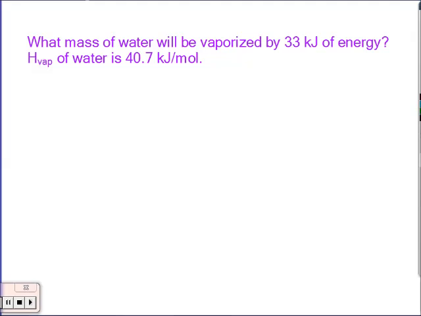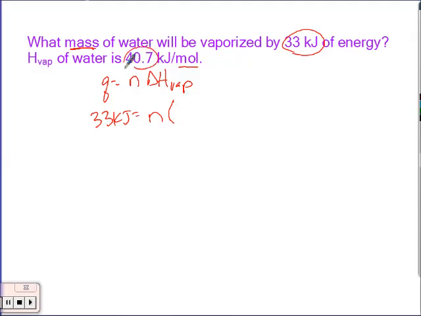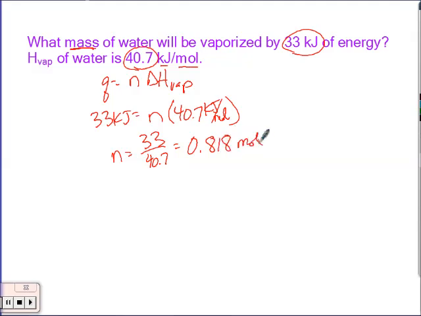Another example: what mass of water will be vaporized by 33 kilojoules of energy? Delta H of vaporization of water is 40.7 kilojoules per mole. Now notice I have moles here and they're asking me about mass. So if I use Q equals n delta H of vaporization, my energy is 33 kilojoules. n is what I'm trying to find. My heat of vaporization is given right here, 40.7. Its units are kilojoules per mole. When I solve for n, 33 divided by 40.7, I get 0.818 moles.